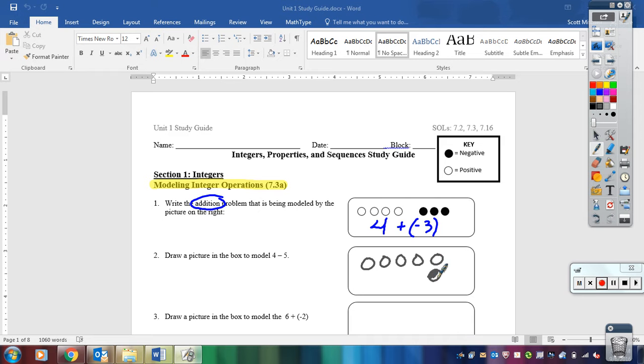When I add a zero pair, the value in this box is still 4. Because it's 1, 2, 3, 4, and then this together is 0. So it's 4 and then nothing, so it's still 4. But I do have enough positives in the box to take away 5 of them. 1, 2, 3, 4, 5 have been taken away. I'm left with -1. Can I confirm that that's the right answer?